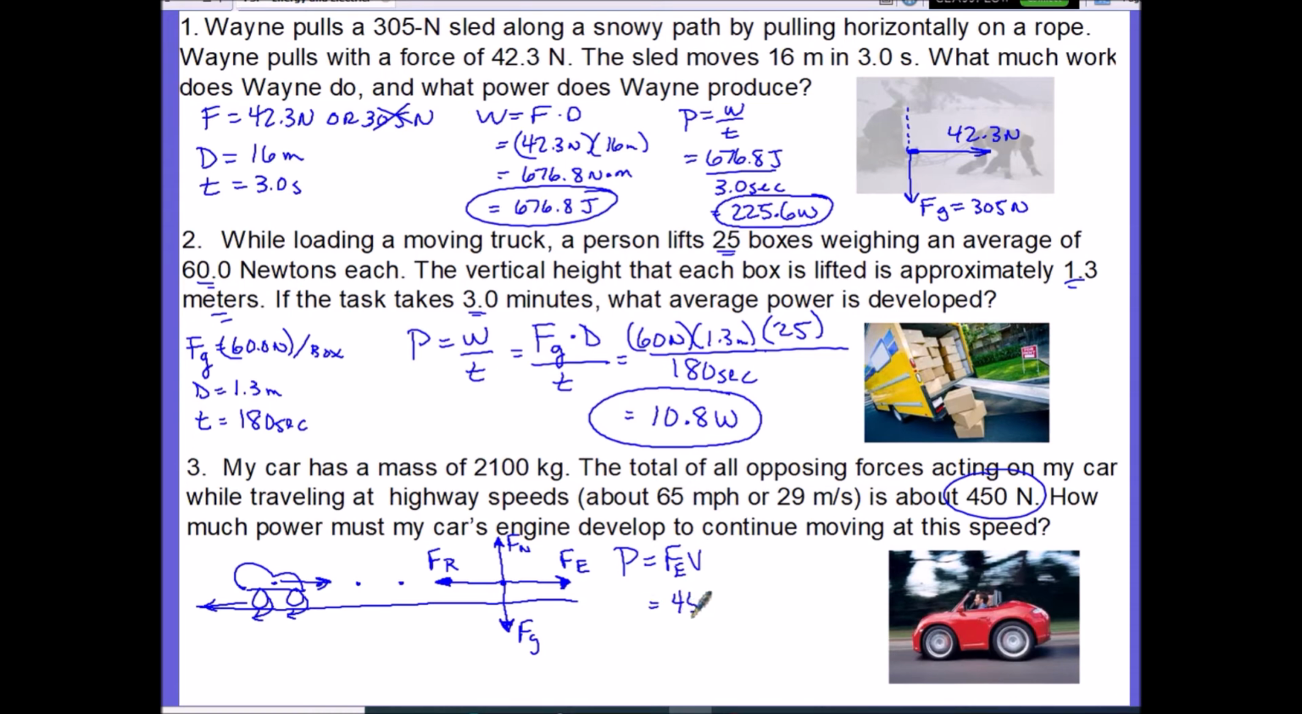So 450 newtons, and because these two have to be the same, moving at 29 meters per second gives me a power of about 13,050 watts.